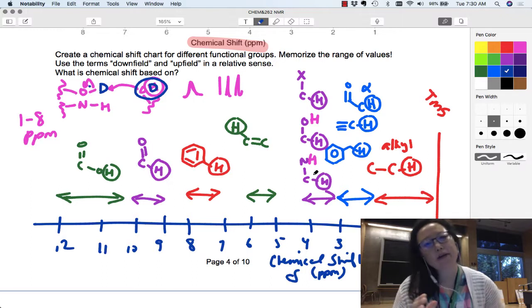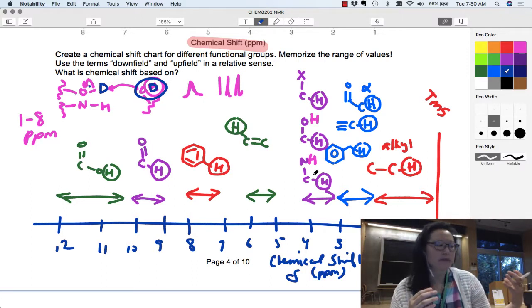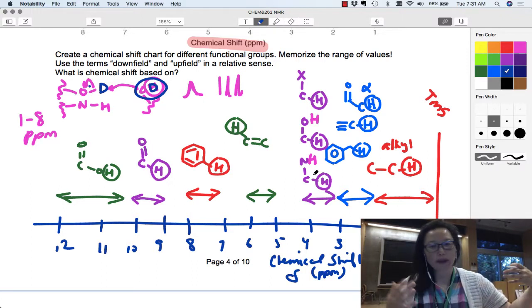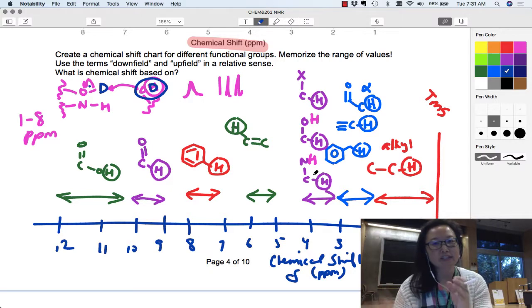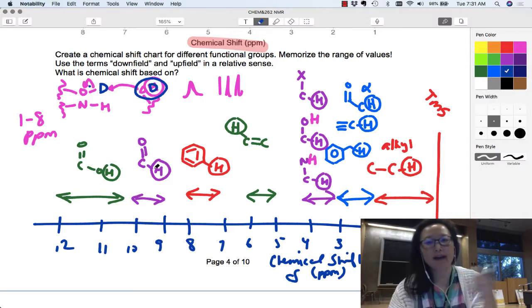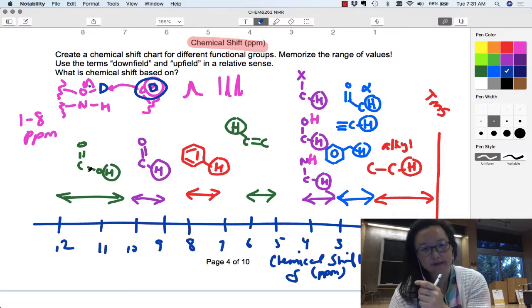Now, you talked about how electronegative atoms nearby will pull electron density away, which exposes the nucleus to the external field, and so that causes de-shielding, or moving of the signals downfield, to higher values. Let's look at the effect of that. It starts with halogens right here.